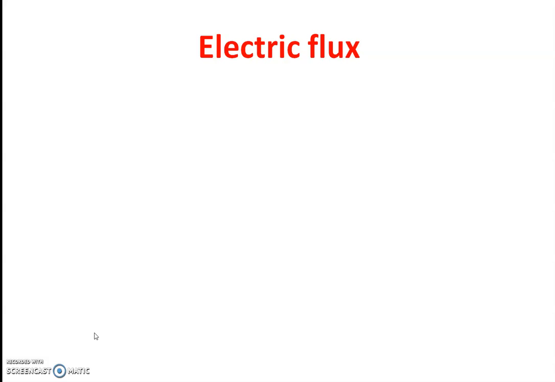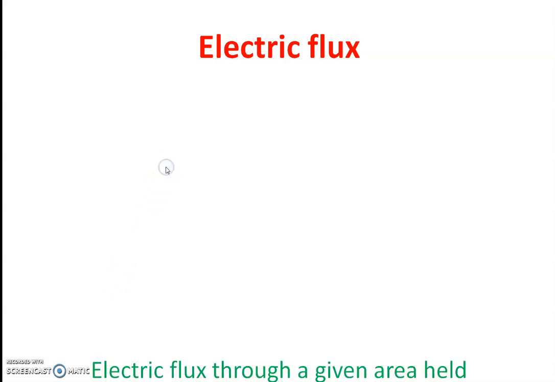The definition of electric flux is very simple. It is the measure of the total number of electric field lines passing through an area normal to that area. The number of field lines passing normally through an area is the measure of electric flux. Okay, so we'll see the definition.